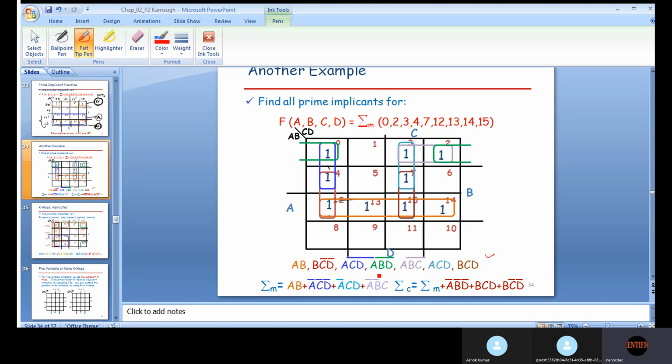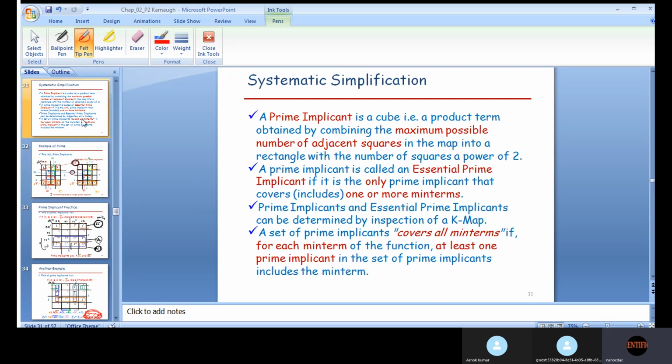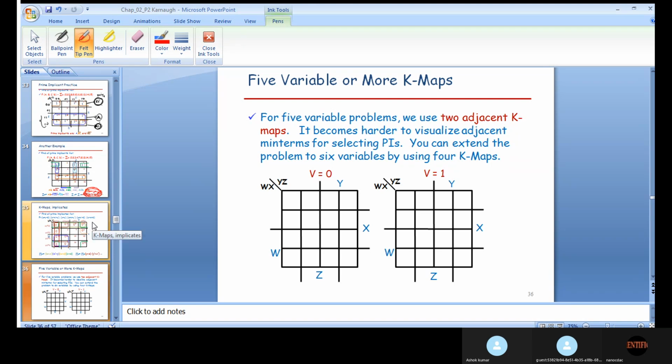If you are minimizing or reducing, how many will you get? After reduction, you will get only 3 terms. These are called essential prime implicants. Okay, so this is about 4 variable K-maps.